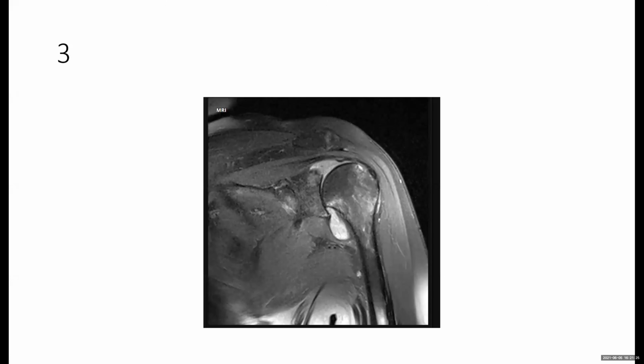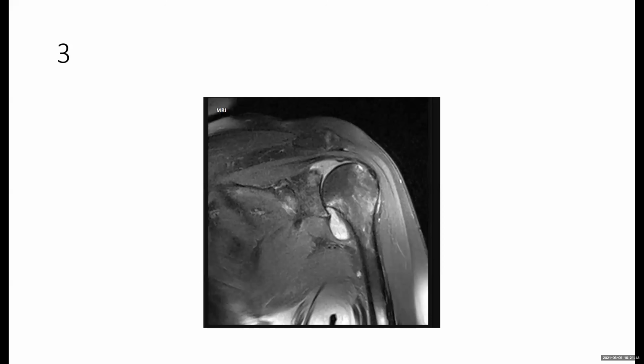Okay. Your third case. Yeah, third case. This is a coronal view of T2 weighted fat suppressed sequence MRI images. There is a fluid, pleural effusion in the glenohumeral joint. Well, there is some degenerative subchondral changes in the head of the humerus.